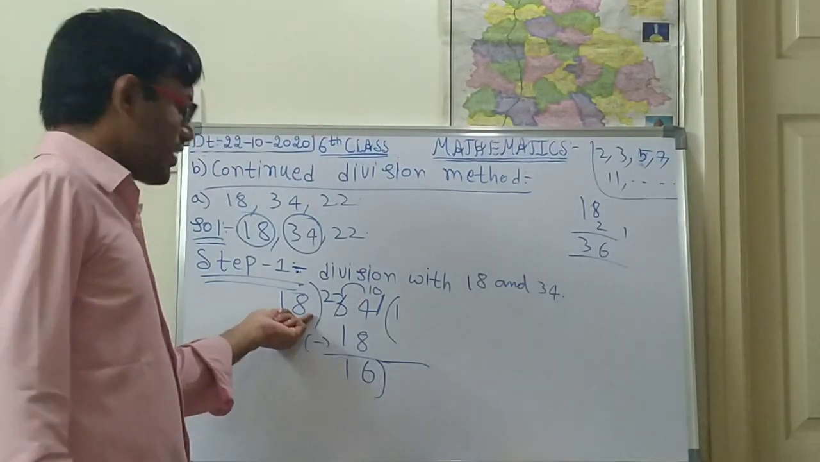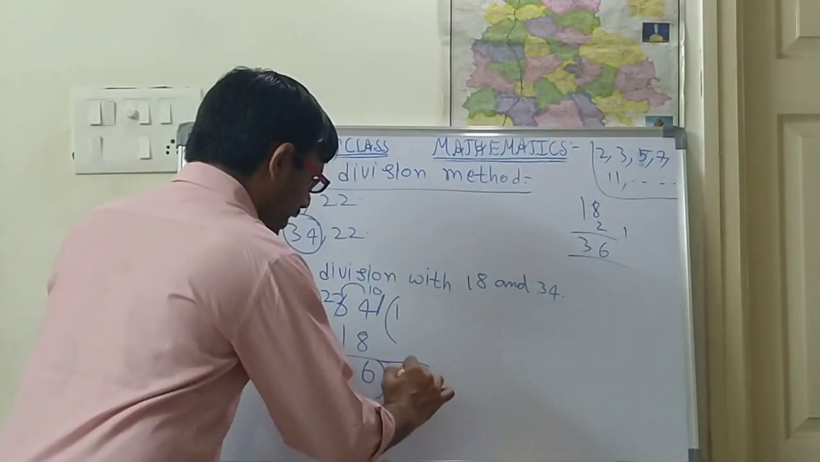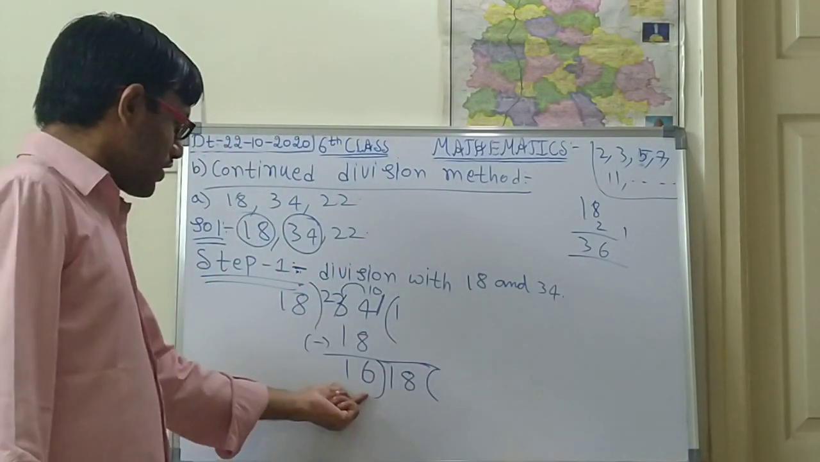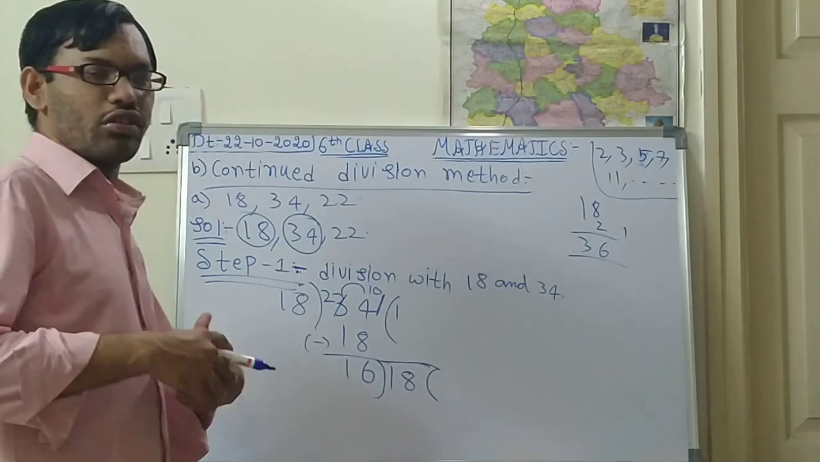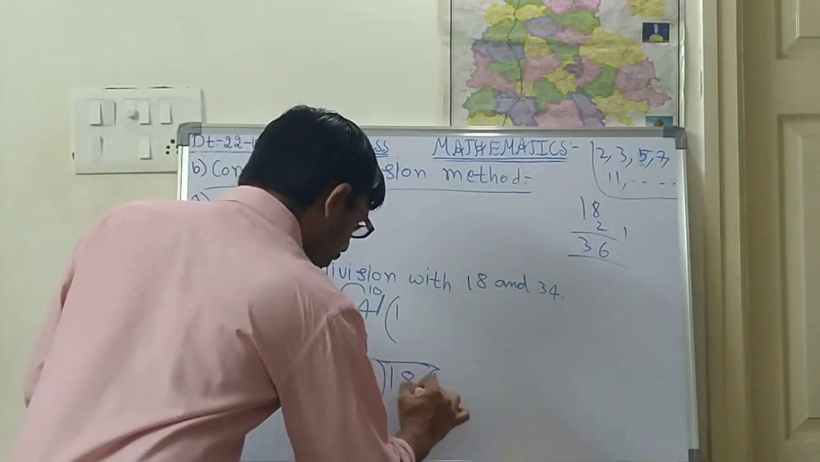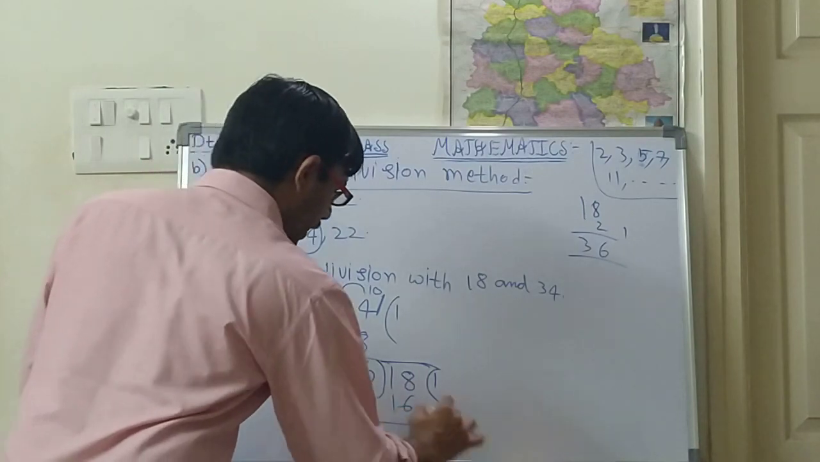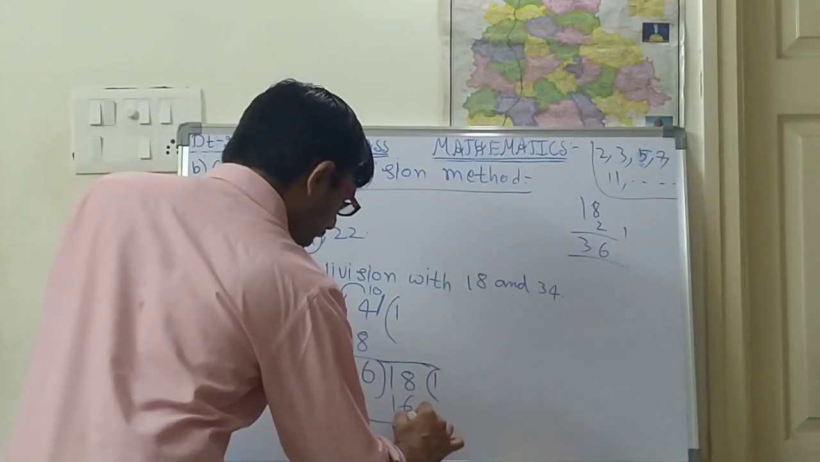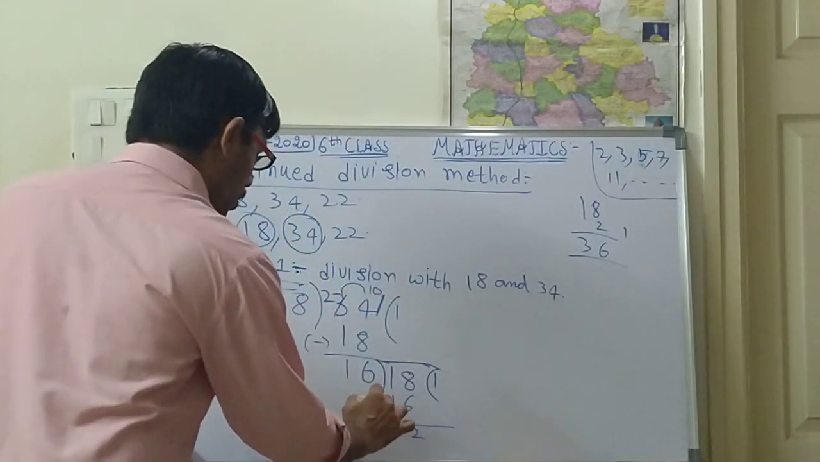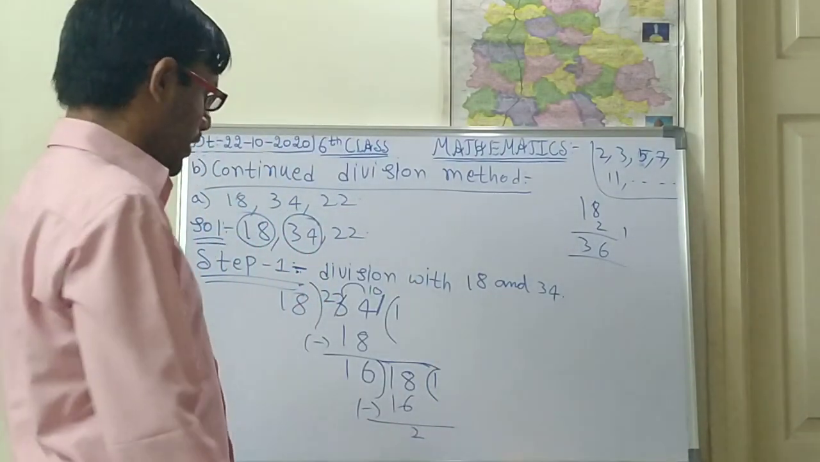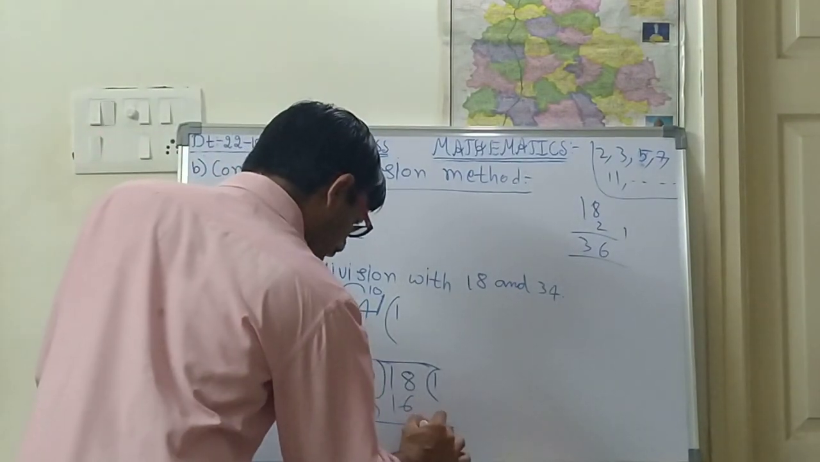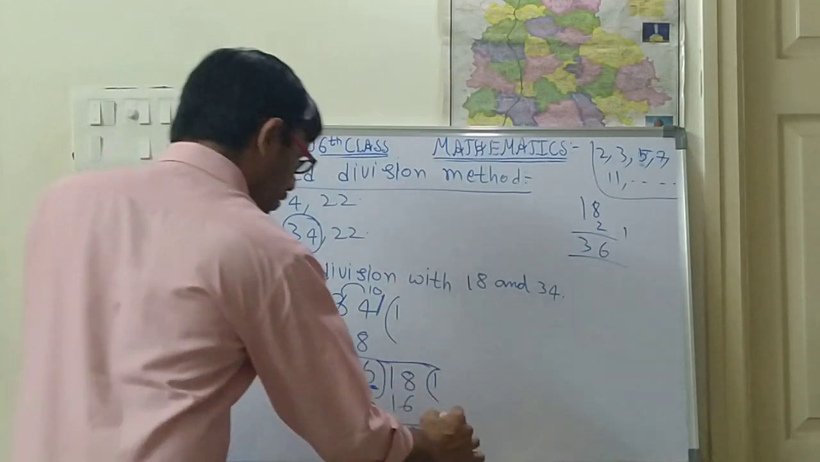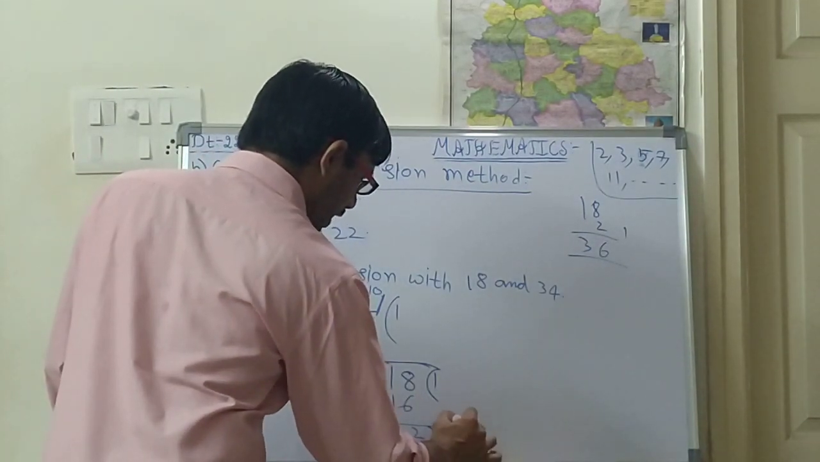Now take this remainder and make it the divisor, and the previous divisor you should make the dividend. In the 16 table, does 18 go? No. So 16 ones are 16. 18 minus 16 is 2. Now 2 is the remainder. This remainder 2 you should make the divisor, and the previous divisor, 16, you should make the dividend here.